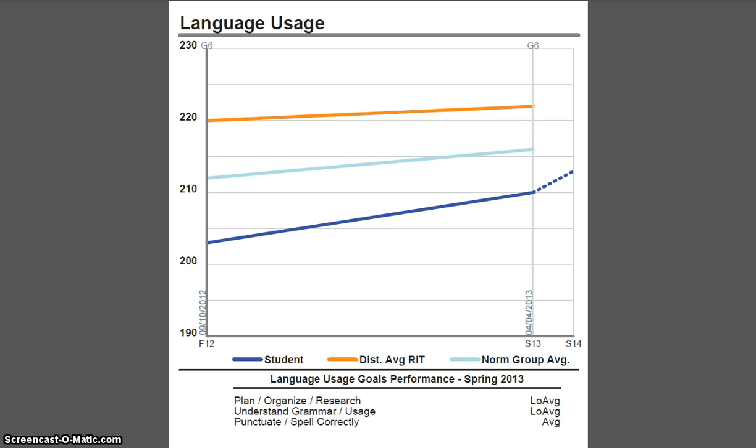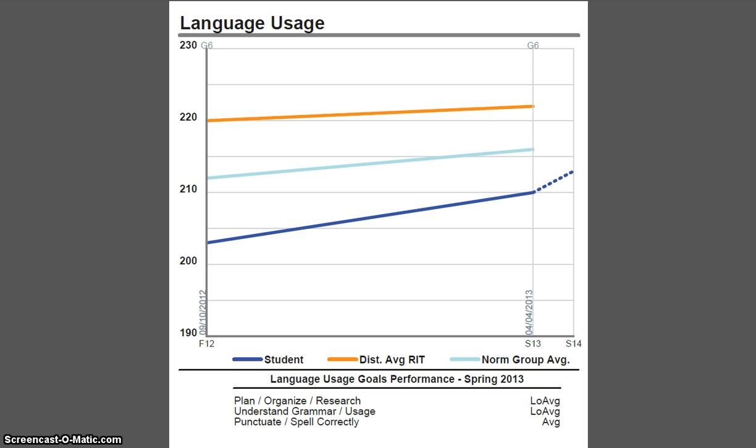Finally, looking at language usage, we see that this student began and ended below the US and AES averages, but closed the gap a bit by achieving more than the typical US growth and more than the AES average growth.